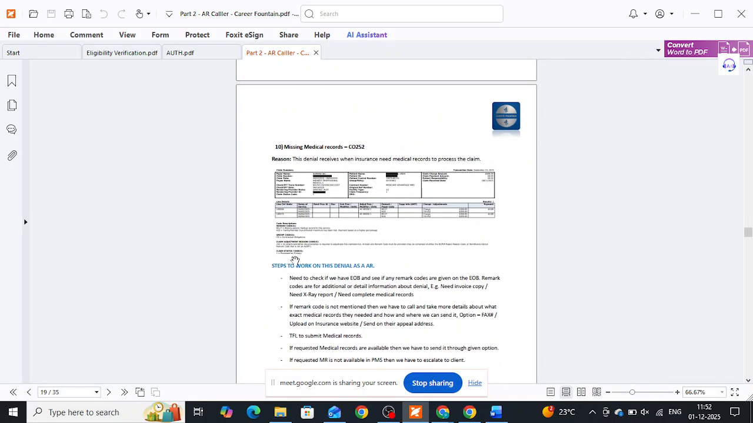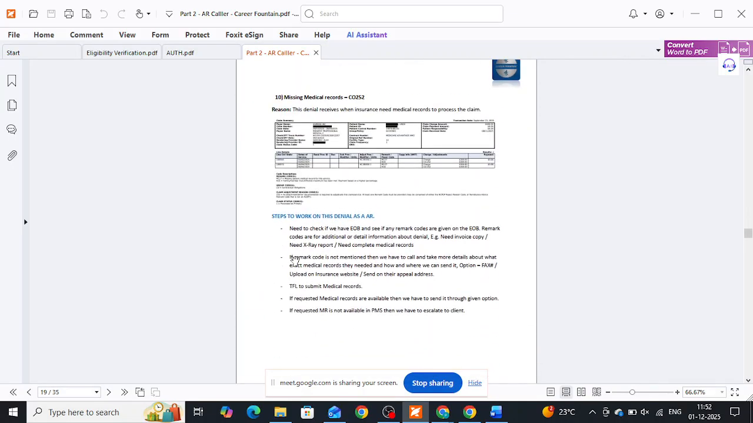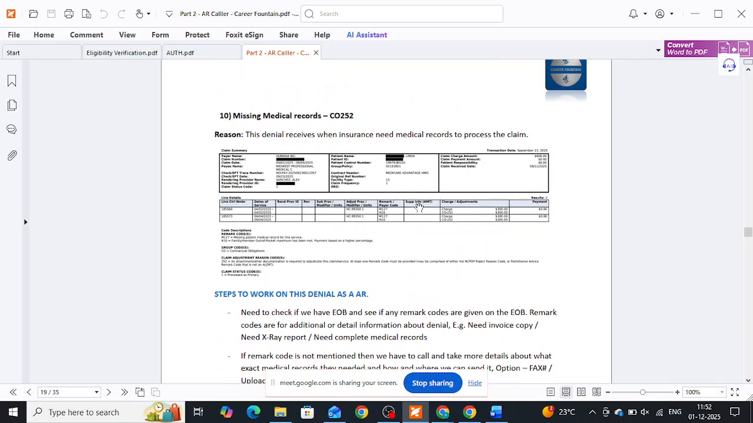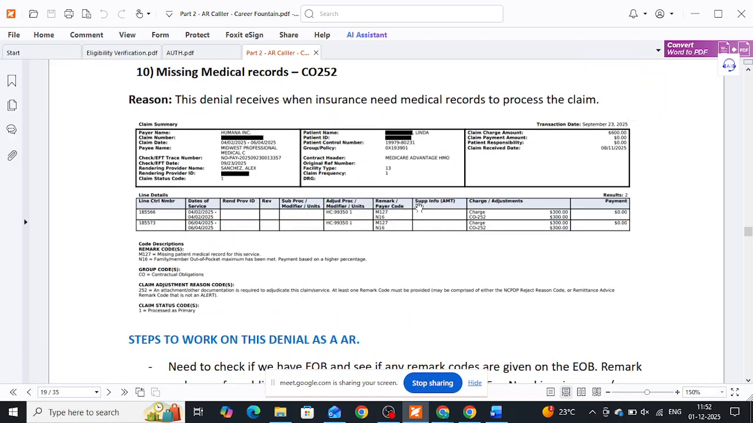Okay, this is the next denial we'll cover today: missing medical record. As I said, even though they are showing missing medical record, we should not submit the complete medical record.